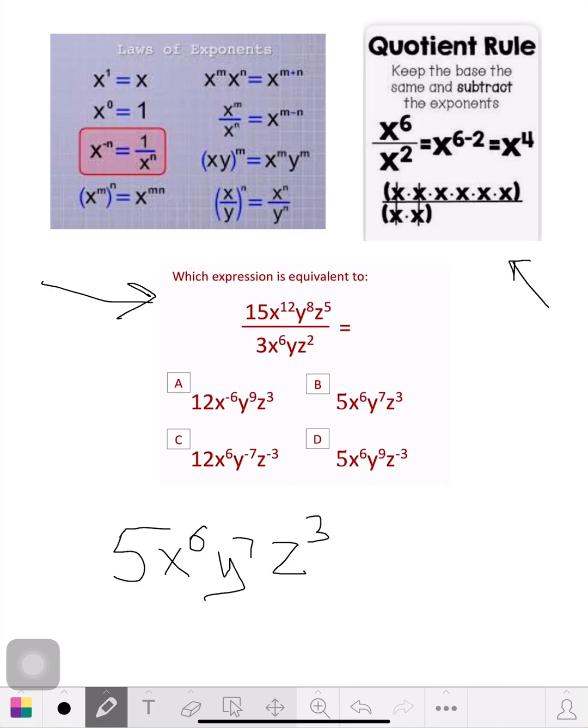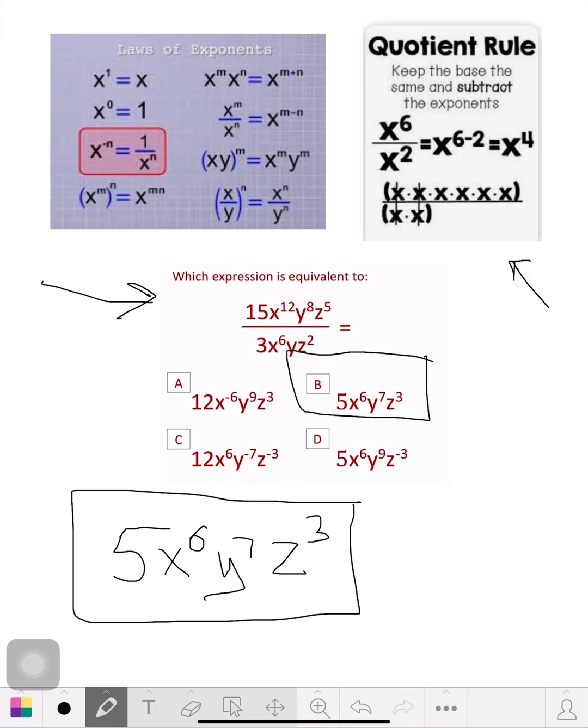Now let's look at the answers they gave us. Well, the first one doesn't match. The second one is 5 x to the 6th, y to the 7th, z to the 3rd. Hey, that's what I got. So let's square this off and say this is my answer. So my answer is B. The teacher would know. But as you see how they did it, they wrote it out and came up with x to the 4th at the top of the quotient rule.